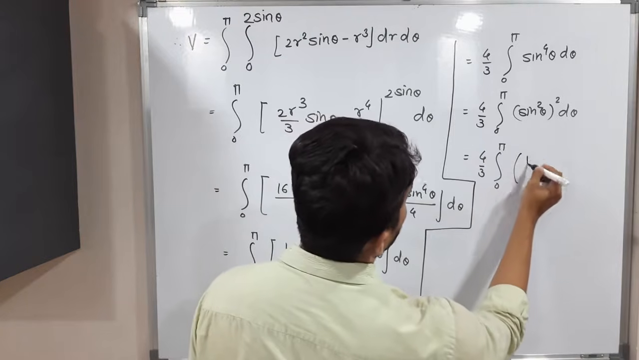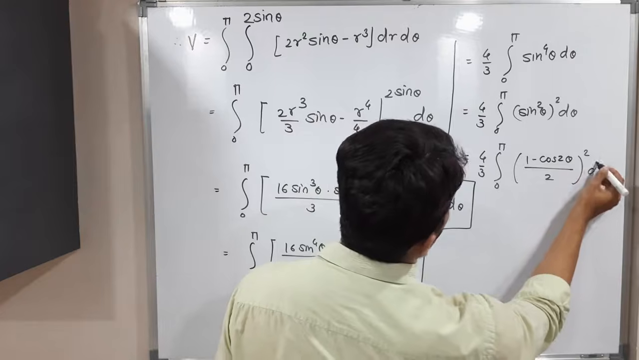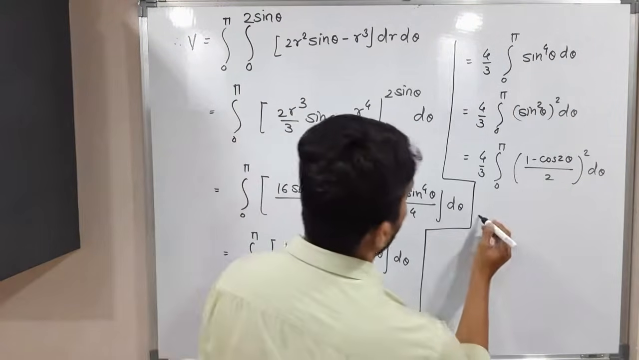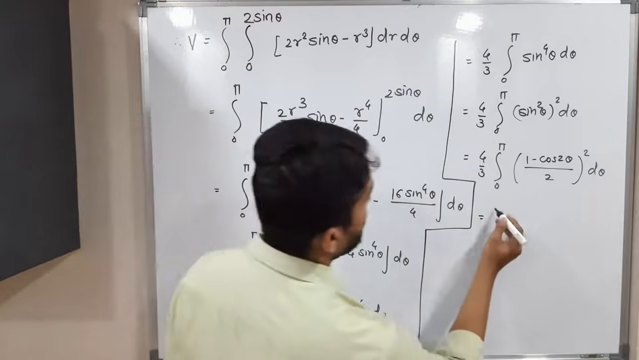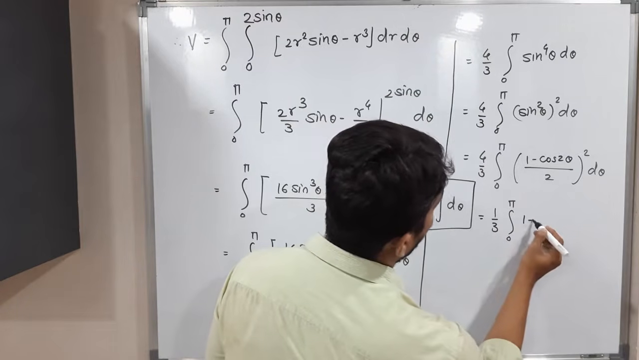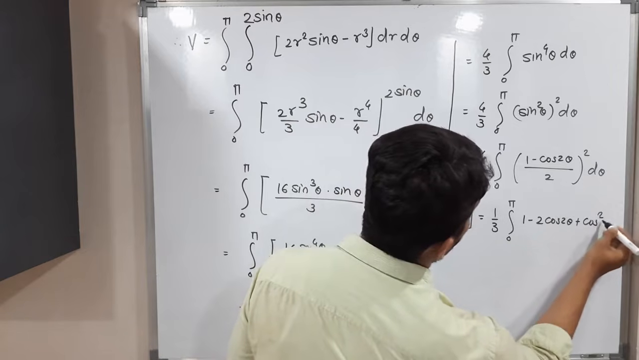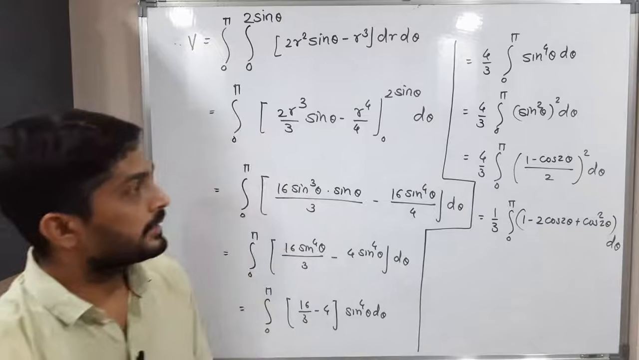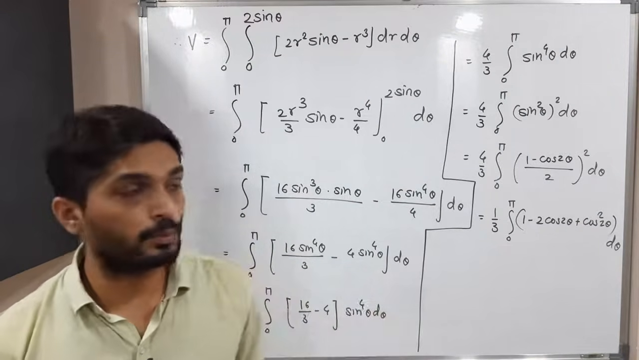So sine square means 1 minus cos 2 theta divided by 2, square again. So we can take separate square of numerator and square of denominator. So square of 2 is 4, so 4 will get cancelled. So simply we will have 1 by 3 integration 0 to pi. You can expand the bracket: 1 minus 2 cos 2 theta plus cos square 2 theta d theta. See, I simply use the a minus b whole square formula: a square minus 2ab plus b square.